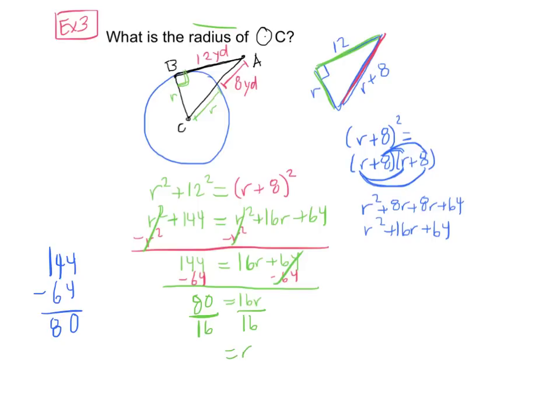And I have to ask myself this question: how many times does 16 fit into 80? I'm going to guess 5. 5 times 6 is 30. 5 times 1 is 5 plus 3 is 8, so that's 80. That's a good guess. So my radius is 5 yards.